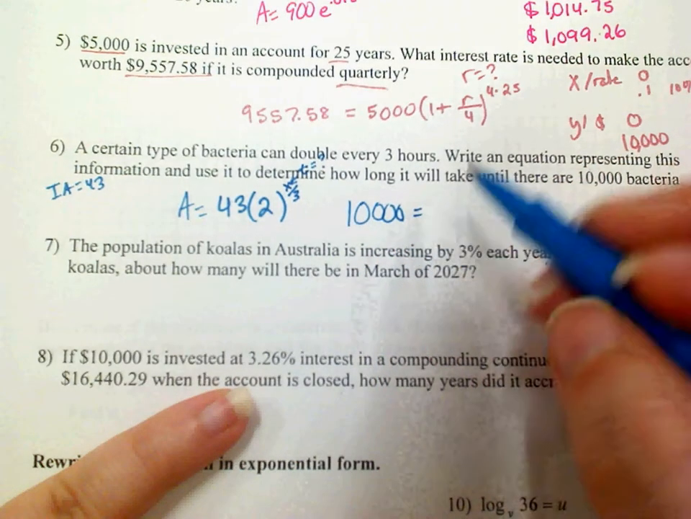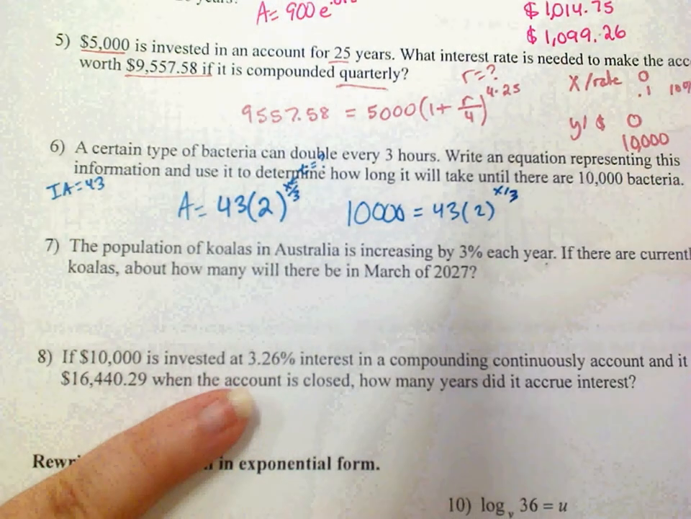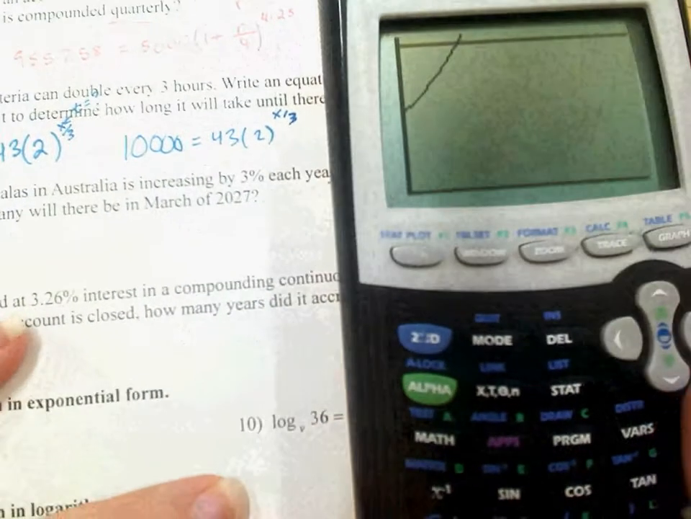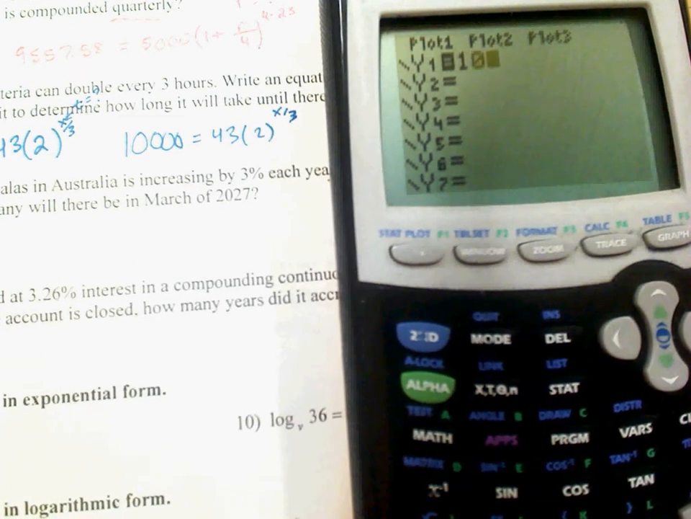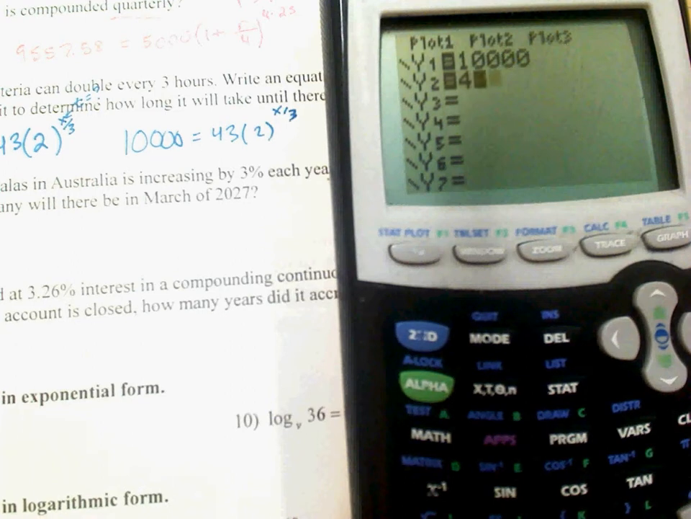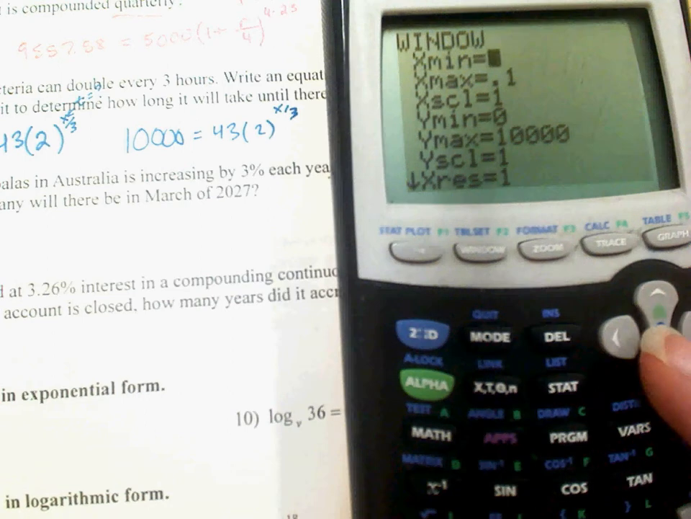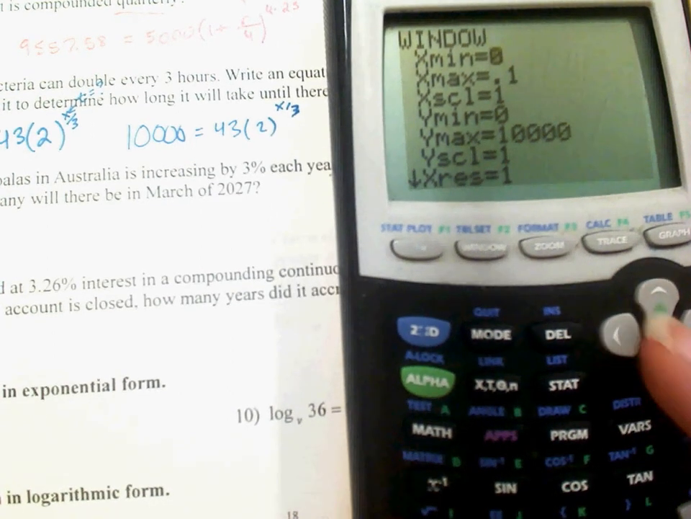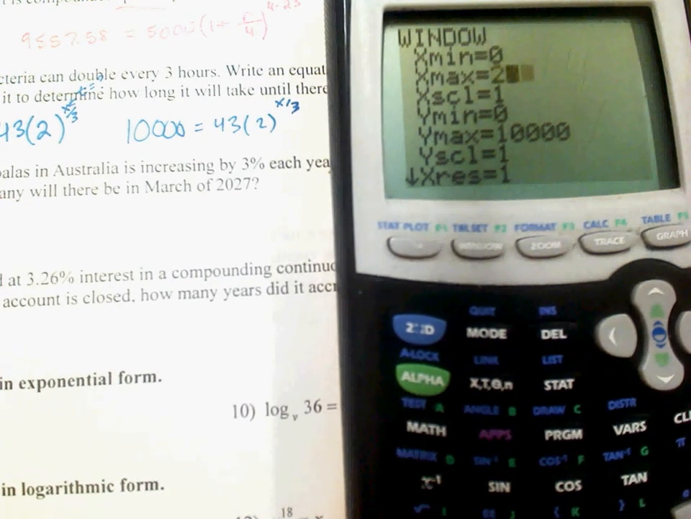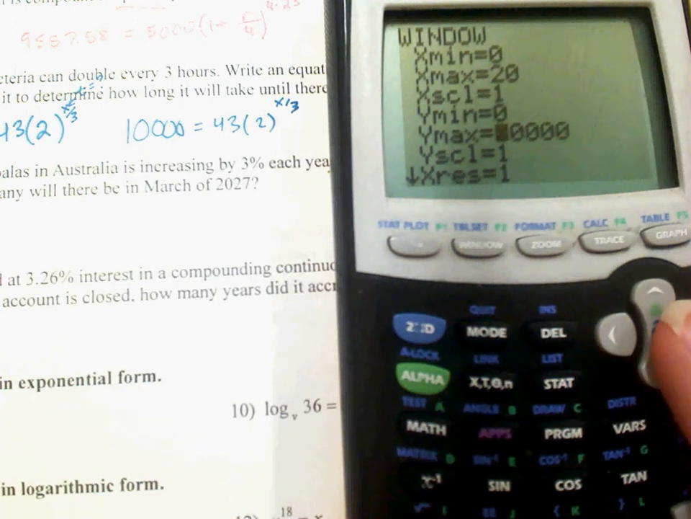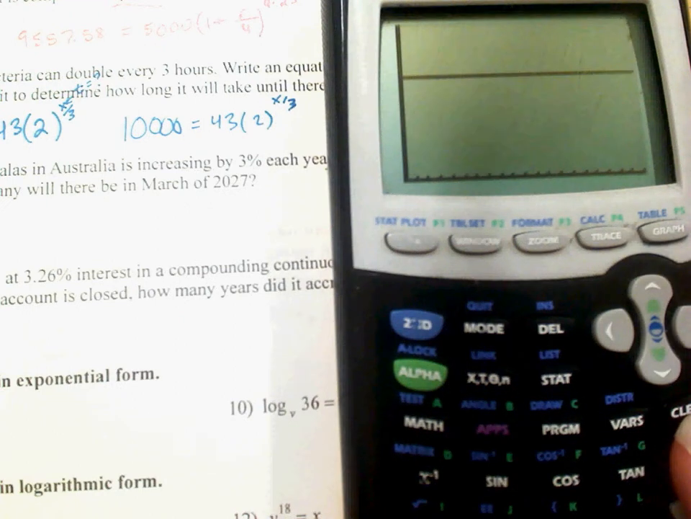So I use my calculator. So I'm going to go to y equals, clear them out. 10,000. 43 times 2 raised to the x divided by 3. I think about window. Window, x represents time, so hours, I don't know. Let's go 0 to, let's go 20 hours and call it good. And then I need to be able to at least see 10,000, so 15,000. And that is not going to be enough.